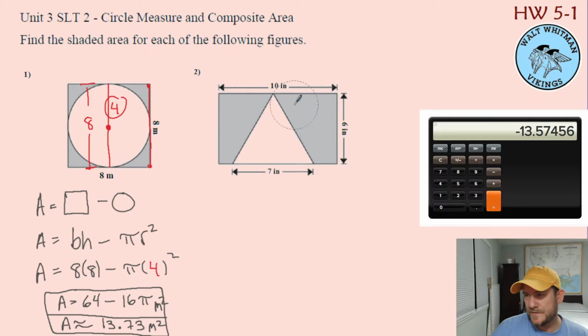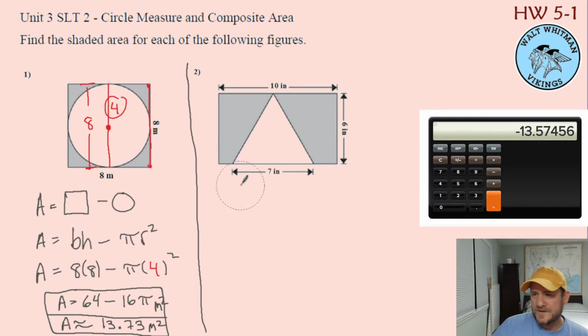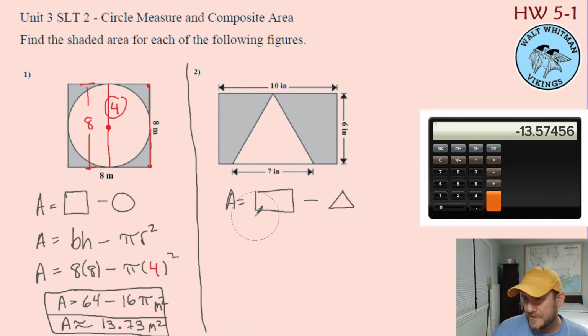All right, now we can do number 2. And number 2 is another subtraction problem. We're going to do the rectangle, which is too big, and then subtract from it the triangular piece that we don't want. And that's it. That's all there is to this. So the rectangle is base times height. Then we'll subtract from that 1/2 times base times height for the triangle.